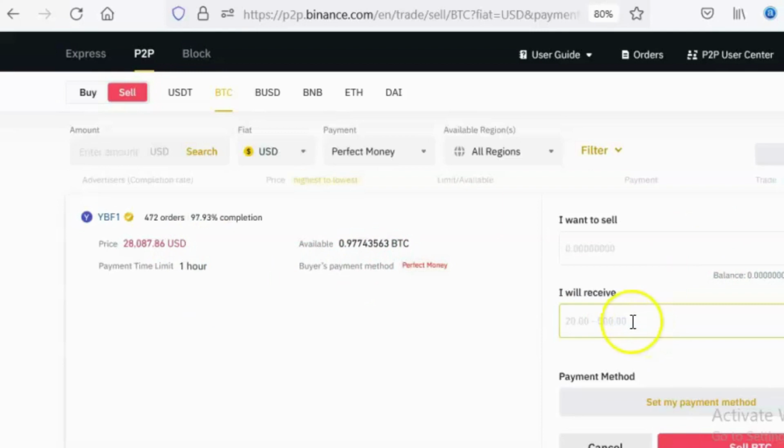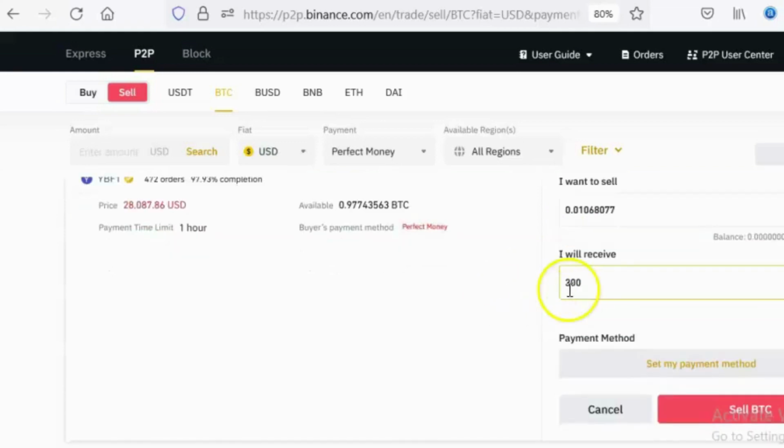So if we say, for example, our BTC is equal to about 300 US dollars, which means we must have BTC of about 0.010680077. Once we have that, it means he will send 300 US dollars to our Perfect Money account. Once that is settled and we know we are willing to receive payment within 1 hour, we just click on sell BTC. The moment we click that, the trade now commences. It means he has 1 hour to make payment to us, and we will await him to make payment.